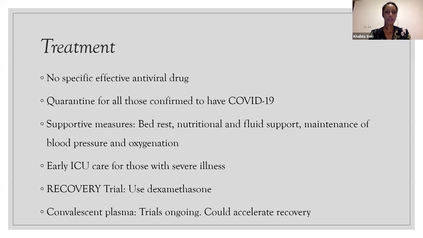So in terms of the treatment of COVID-19 infection, no specific effective antiviral drug has been found, and what we have been relying on, even as a country, is quarantine for all of those confirmed to have COVID-19 and supportive measures. And the emphasis has been on early ICU care for those with severe illness. The RECOVERY trial, of course, gave us support in terms of the use of dexamethasone, and there are trials still ongoing on the use of convalescent plasma. Next slide.